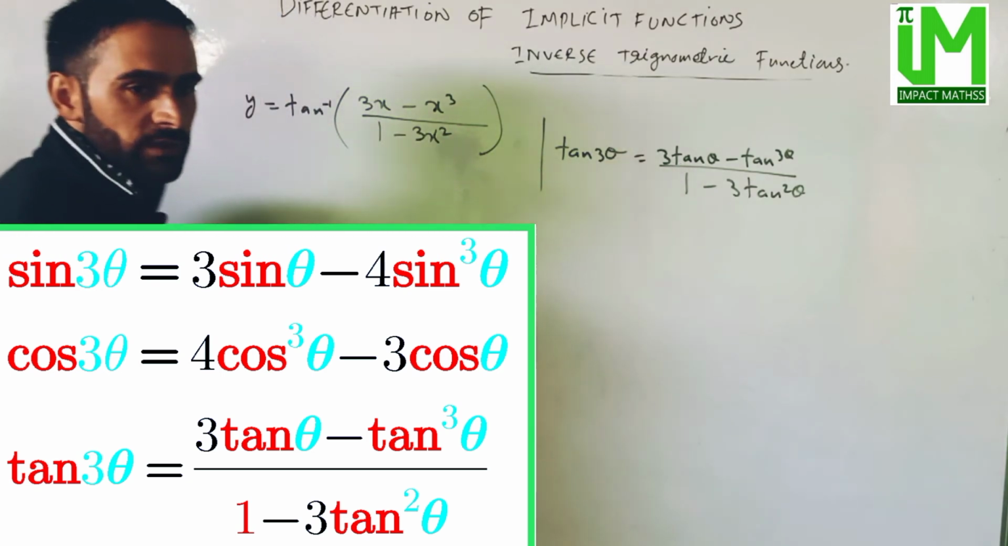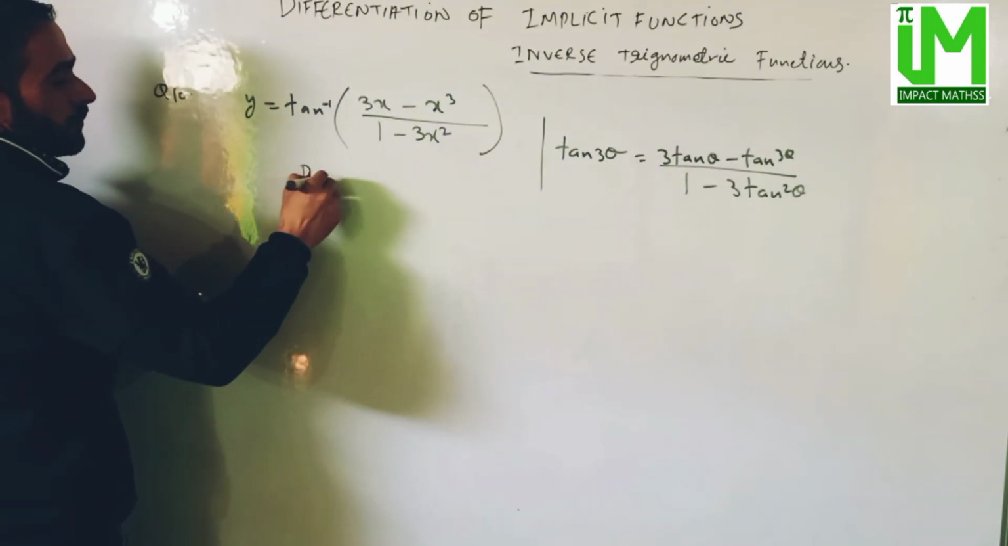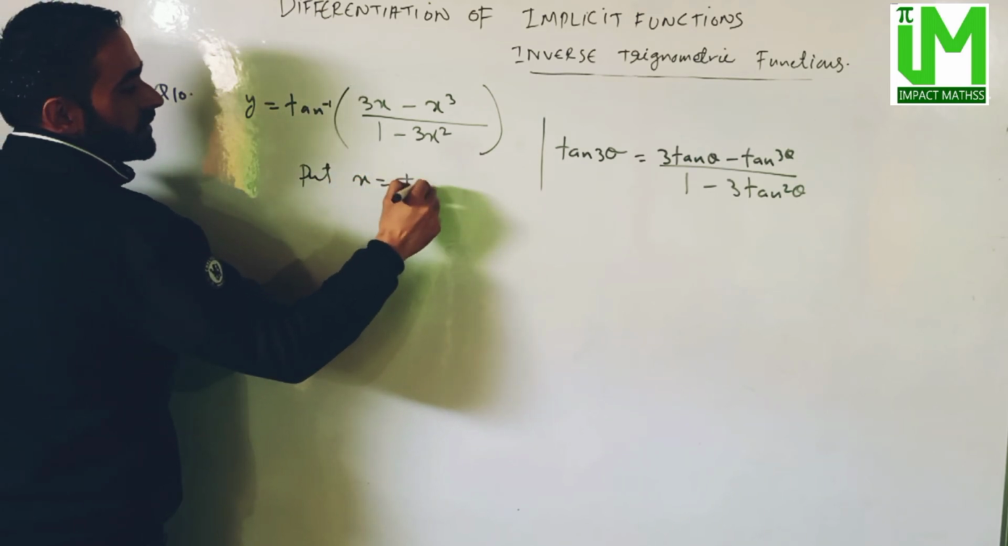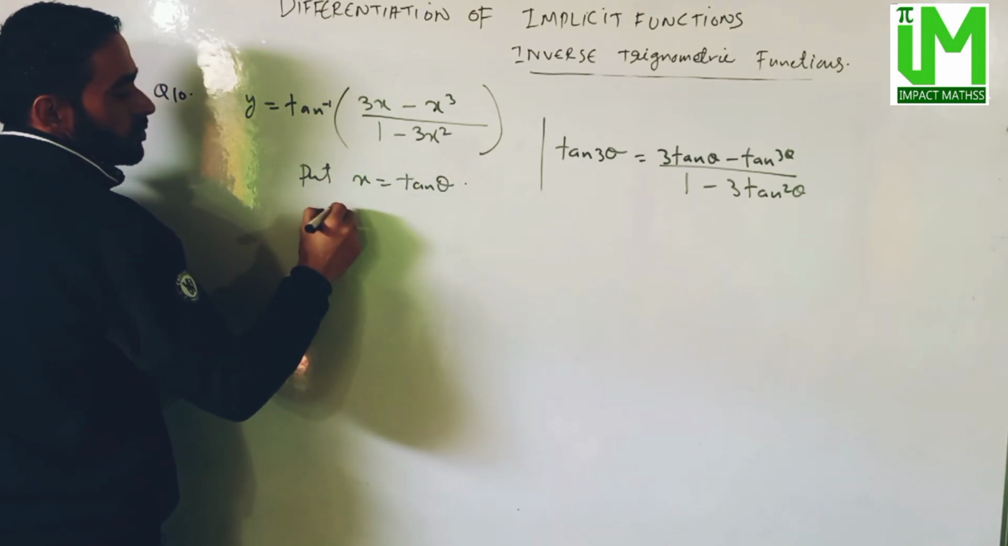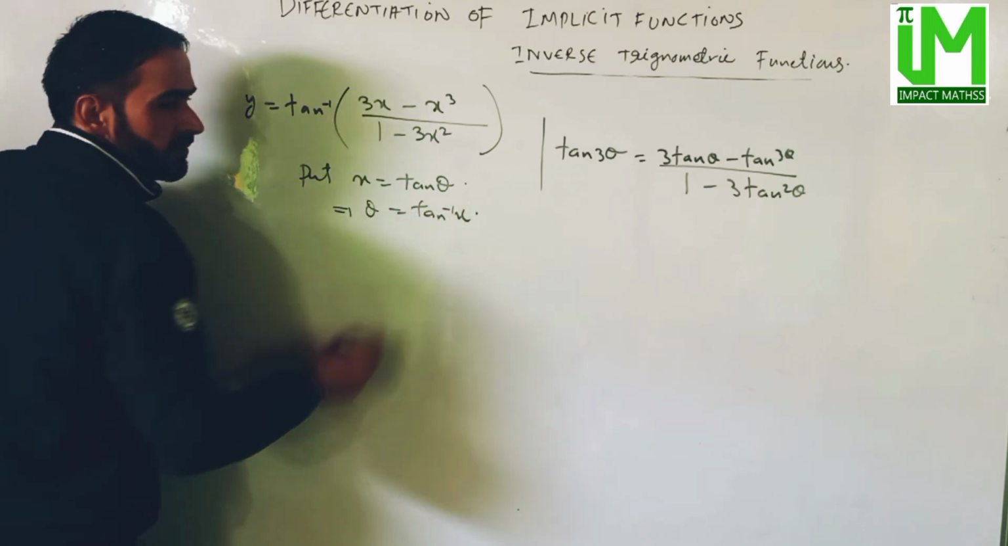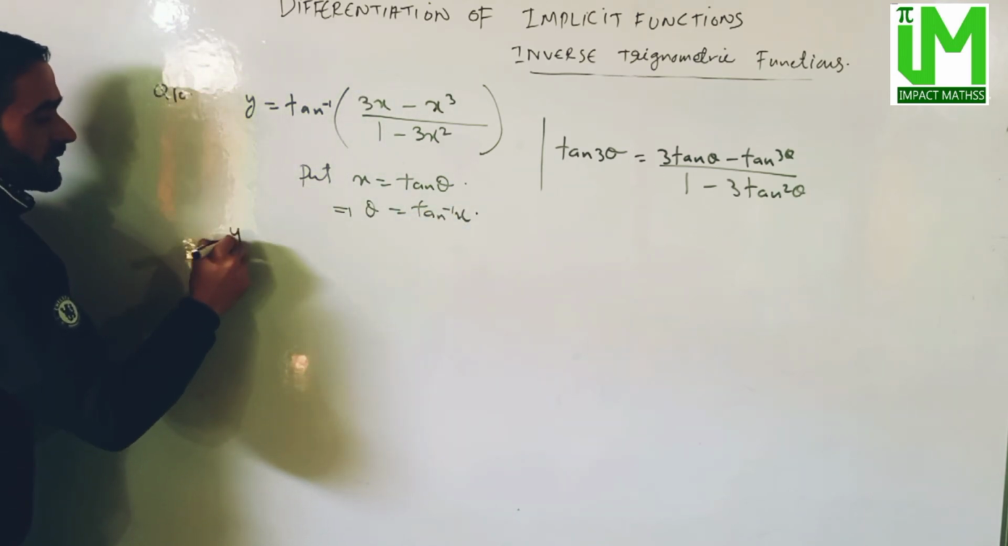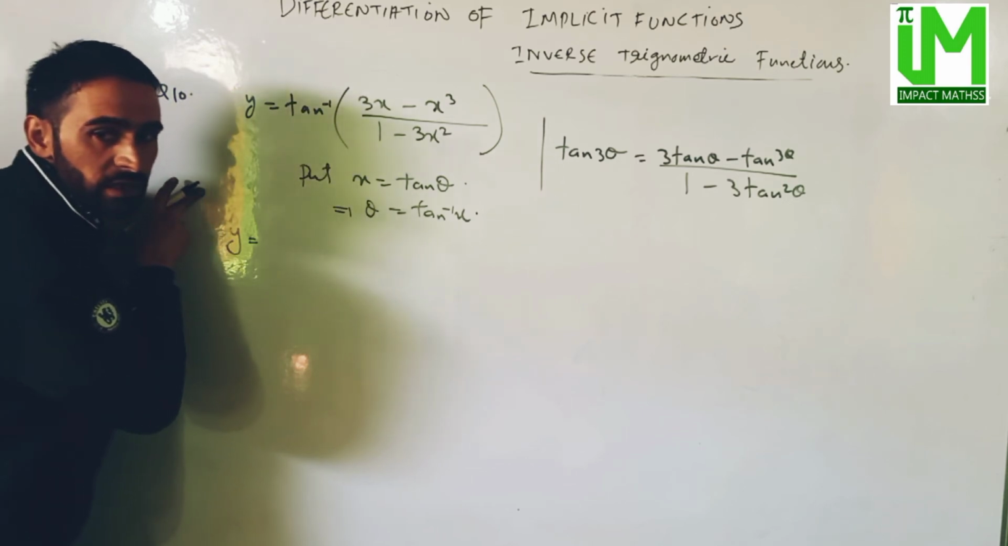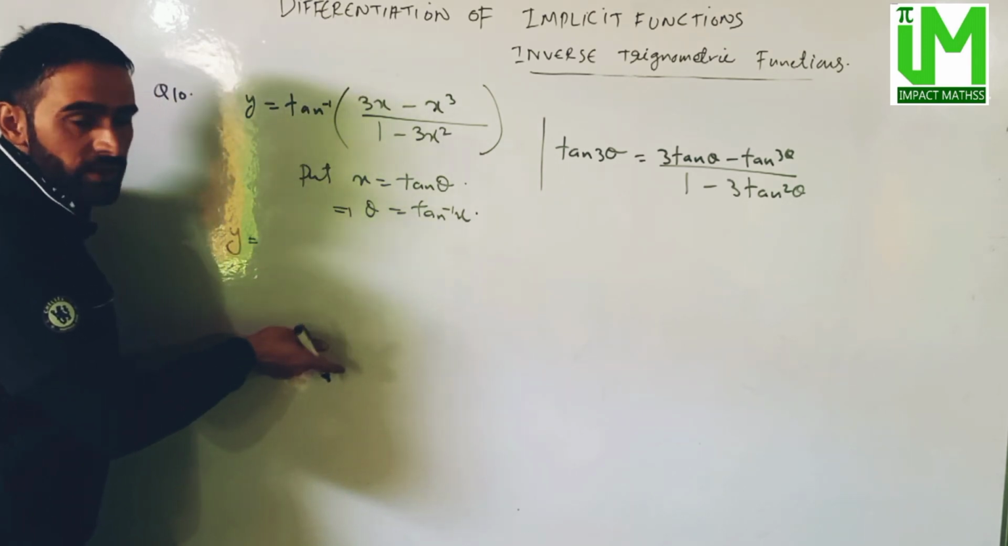So we will directly put x is equal to tan theta, so that theta is equal to tan inverse x. Theta is equal to tan inverse x, which means further simplifying before differentiation.